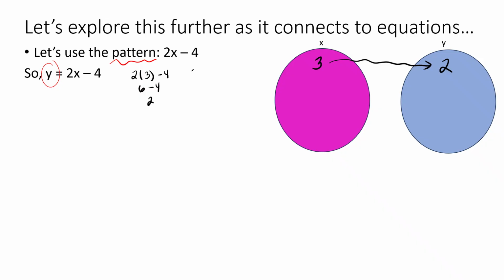Let's do 2 times, we'll do 5. Okay, and 2 times 5 is 10, and 10 minus 4 is 6. So we have a 5 in our domain, and that maps over here to a 6. Let's pick a negative number. Let's do negative 1. So let's see.